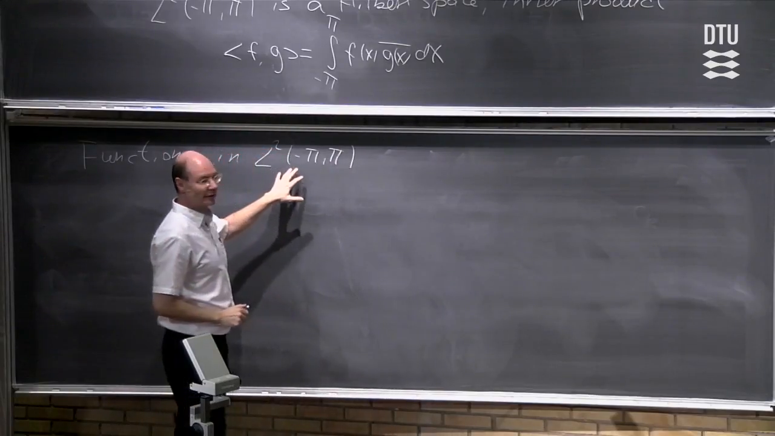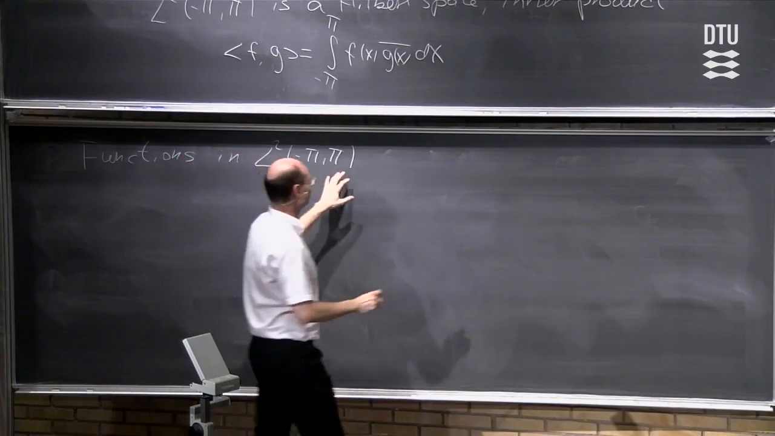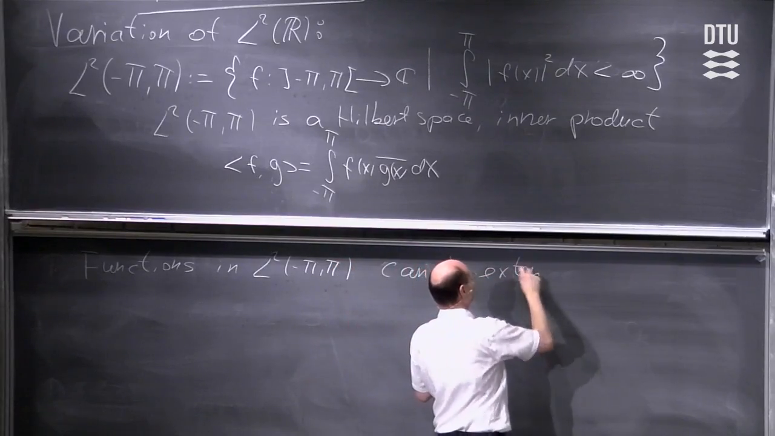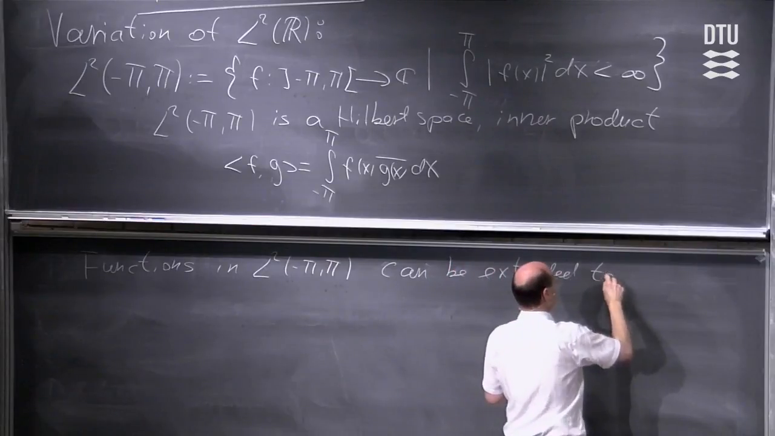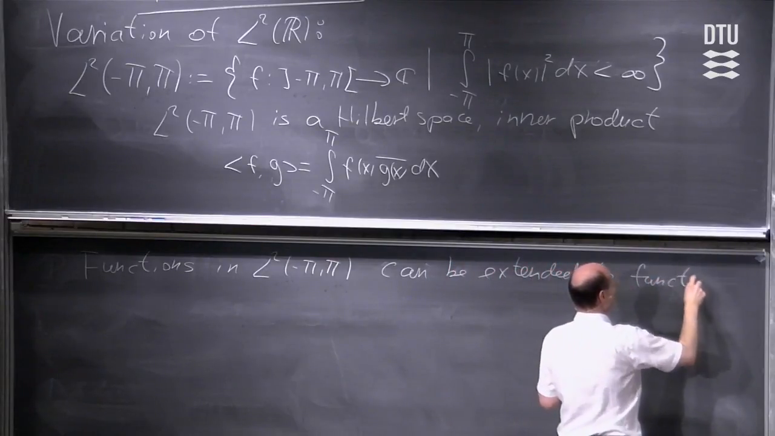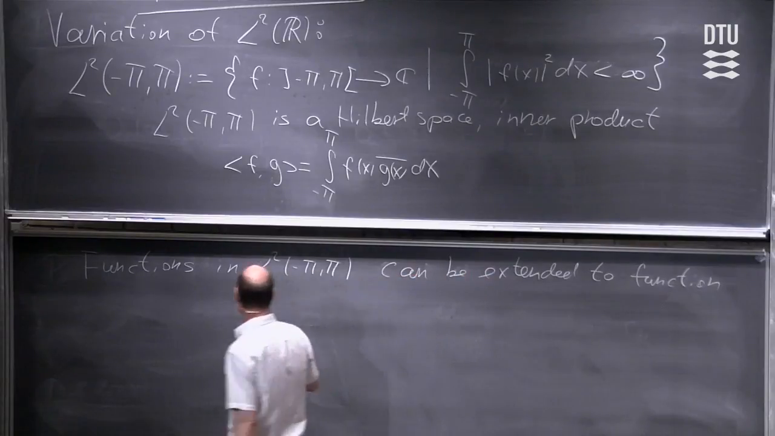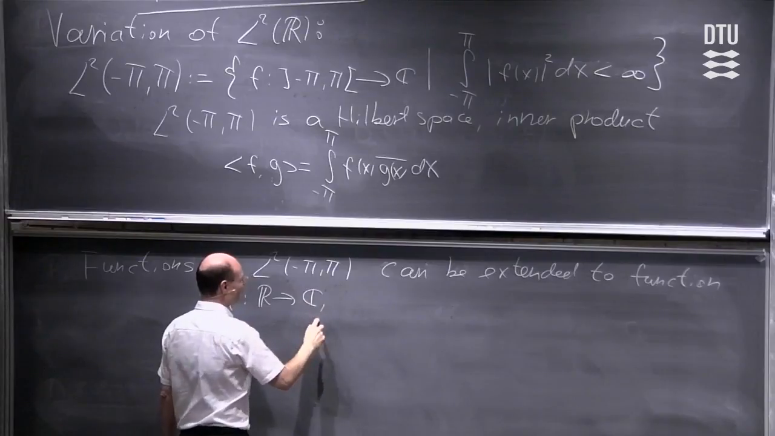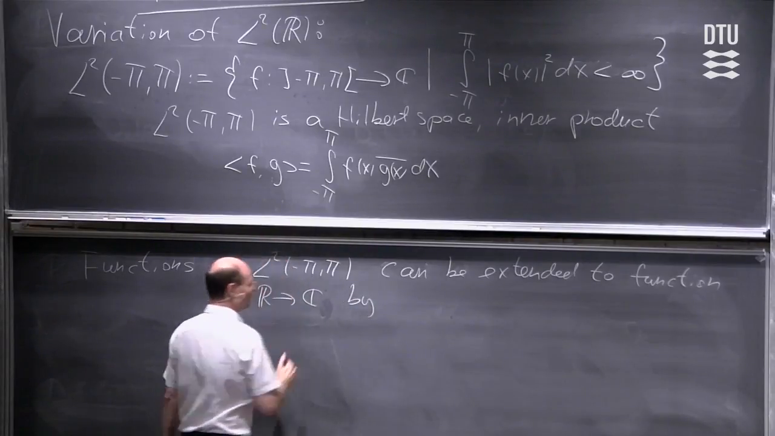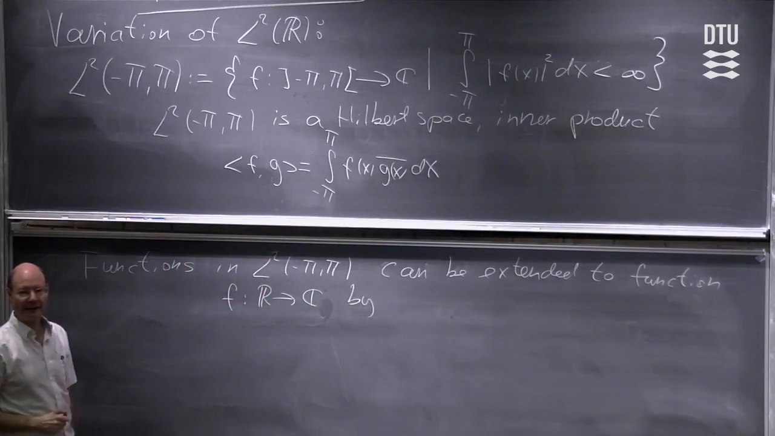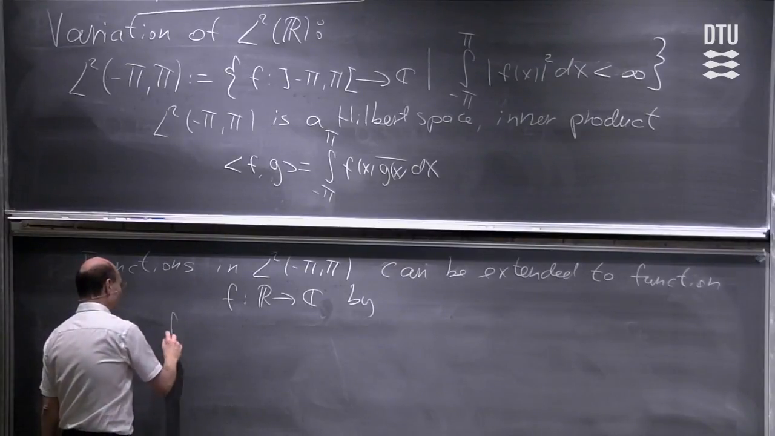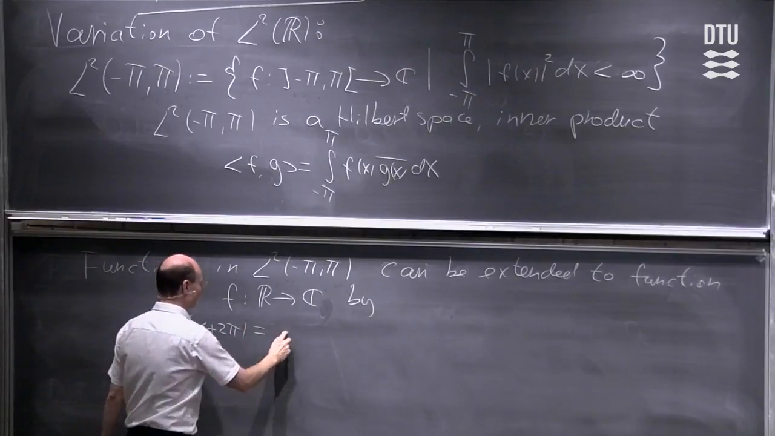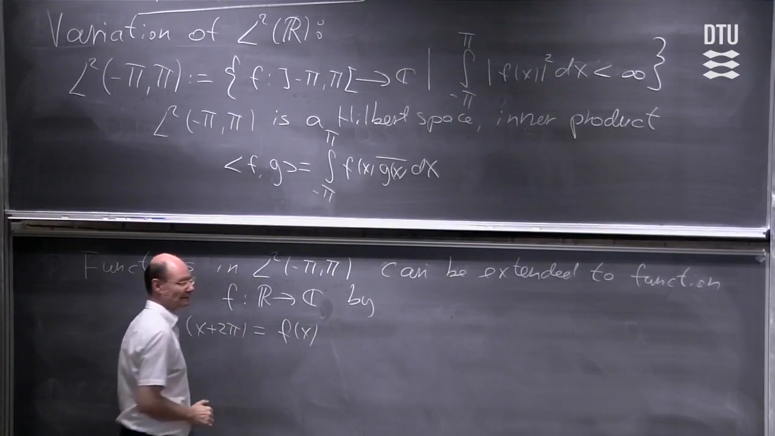So taking any function in this space, we can extend it to a function f going from the real numbers into the complex numbers. The way we do it is we make a periodic extension, so we just say that f of x plus 2 pi should be the same as f of x.